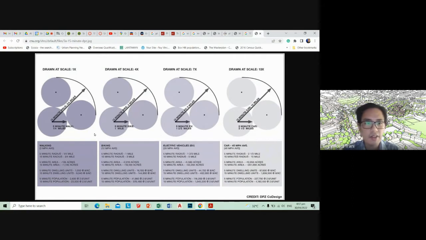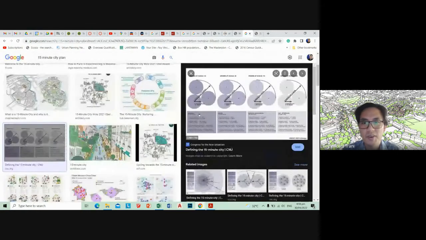So there's a walking graph, a biking graph, electric vehicles, and then the cars. So the idea is you have several sheds that are within 15 minutes. And within those sheds, you have a 5-minute walk radius, a 5-minute area, and then the 5-minute dwelling units. So in this 5-minute walk, you would have about 1,000, what do you call this, AC. Let me double check what these units mean.